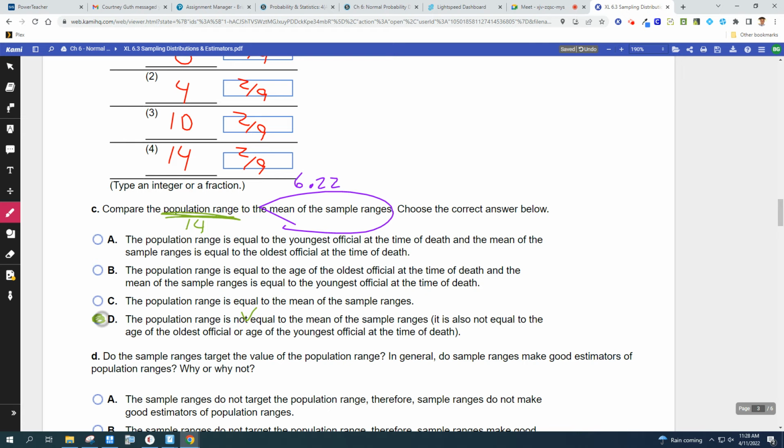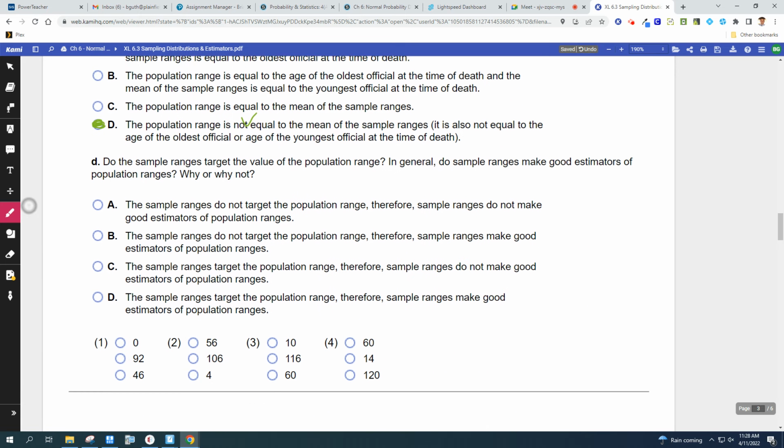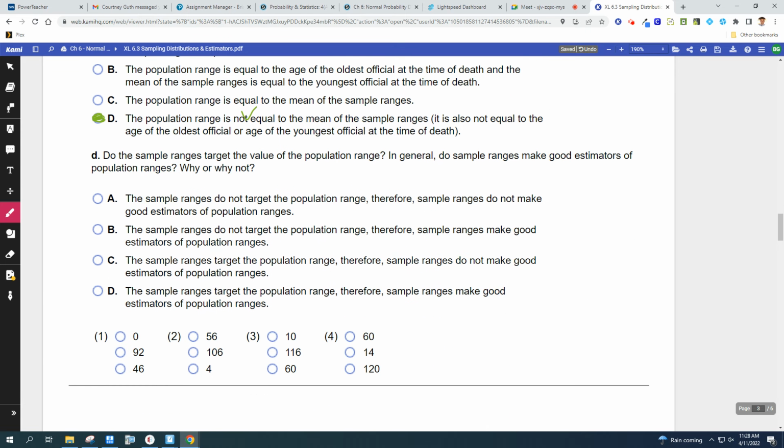Okay? Right there. Not equal. Do sample ranges target the value? Well, no, they're not the same. Okay? Do not target, therefore do not make good estimators. This one.